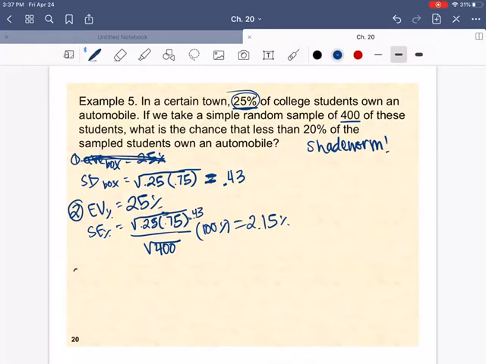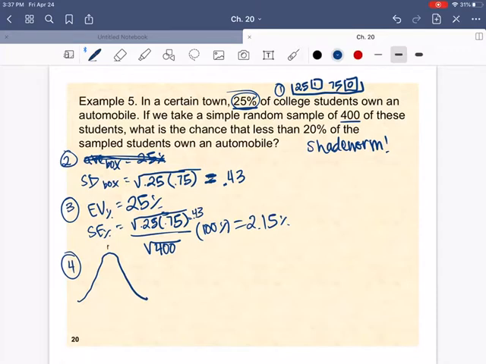Okay, step 3. Oh, you know what? This was actually step 2, and this was step 3. I knew I was off. So we're actually to step 4. Step 1, not as important with percents, but it's 25% do own a car, 75% do not. Okay, so that was step 1. Step 2, step 3, step 4.